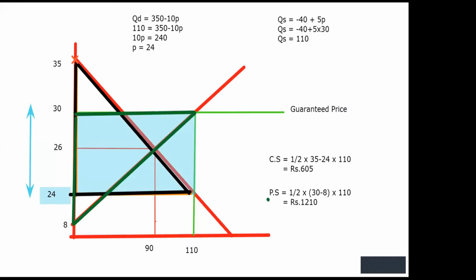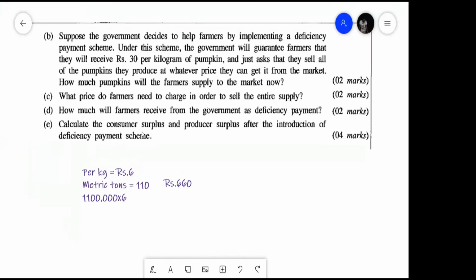In case they asked for deadweight loss, which area is deadweight loss? This area would be deadweight loss. This is the deadweight loss after a deficiency payment. So you can calculate that. They have not asked. Okay, so that is that.